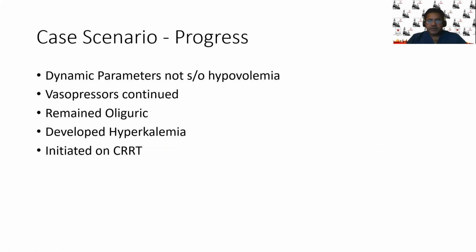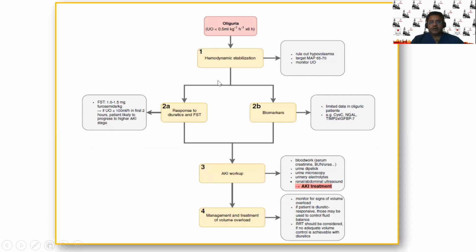So in this particular patient, the dynamic parameters were not suggestive of hypovolemia, and the vasopressors were continued. He remained oliguric, he developed hyperkalemia, and was therefore to be initiated on continuous renal replacement therapy. So in an oliguric patient, your first step is hemodynamic stabilization. That happens by ruling out hypovolemia, monitoring the urine output, targeting a mean arterial pressure of 65 to 70. If that doesn't work, you look at response to diuretics and the Furosemide stress test.